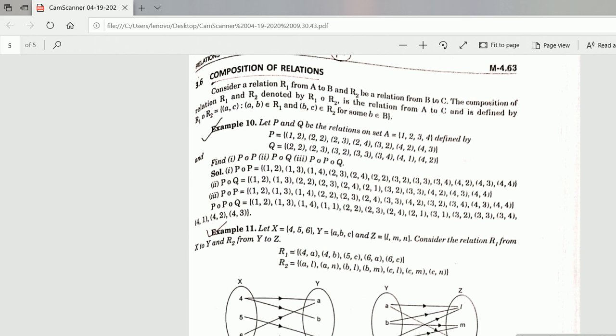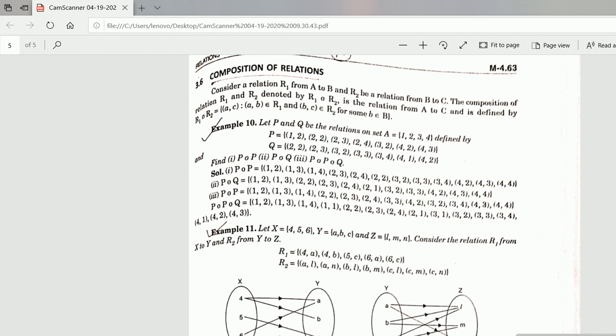Let P and Q be relations on set A, where A has the values 1, 2, 3, 4, defined by P = {(1,2), (2,2), (2,3), (2,4), (3,2), (4,2), (4,3)}. Q = {(2,2), (2,3), (3,2), (3,3), (3,4), (4,1)}. Find P o P, P o Q, and so on. You just find P o P. How will you get it?